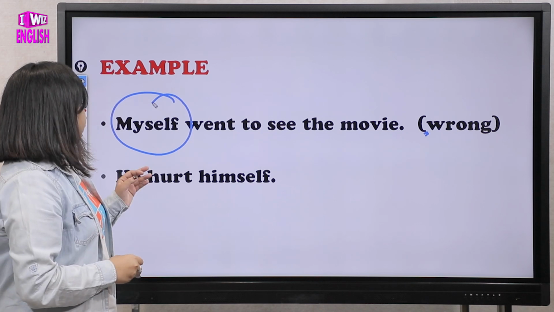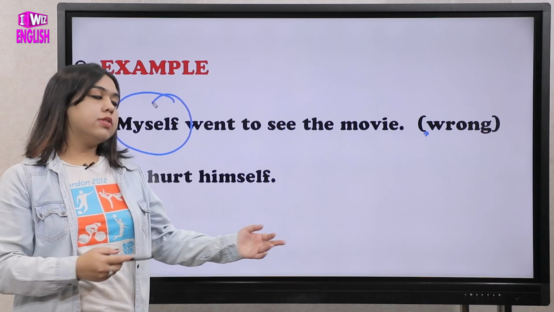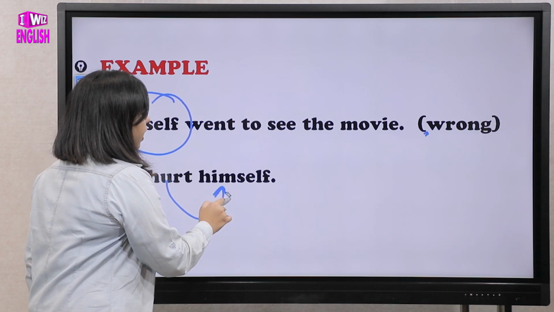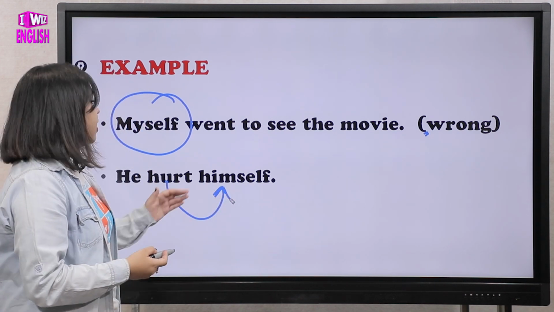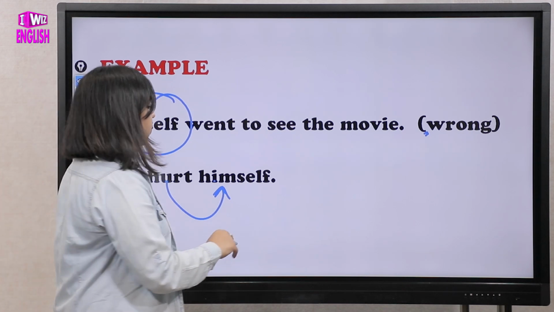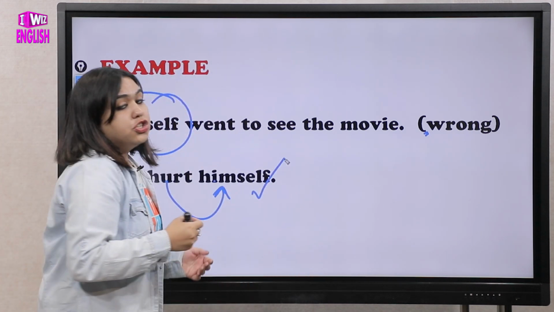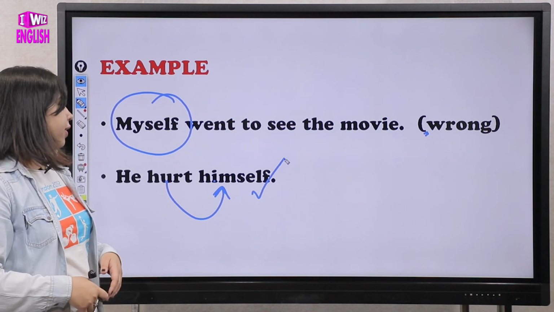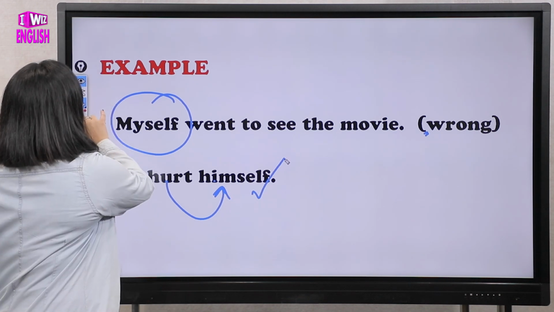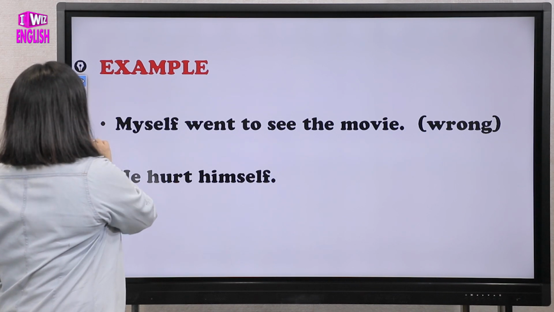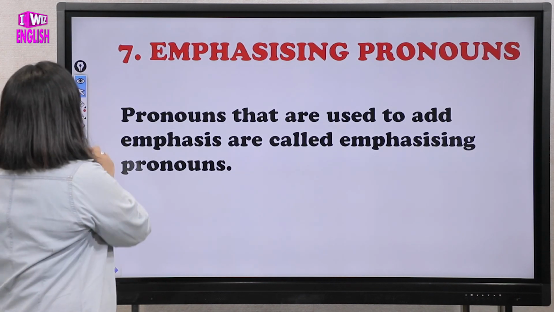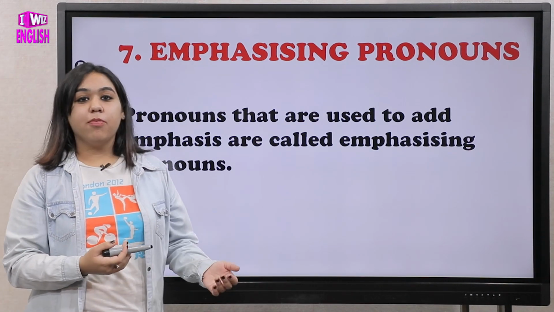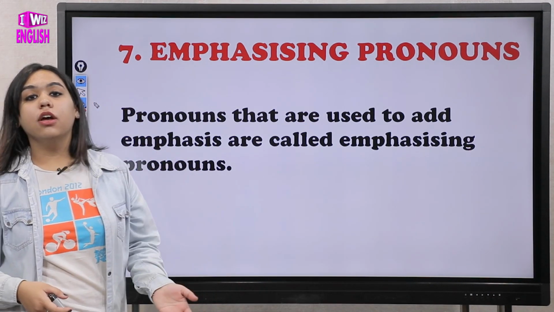But if I say he hurt himself, again you see the action shows who did it. He hurt himself. So it will be the correct way of saying that. She did the homework herself. So I hope that these pronouns and these examples are clear to you, and we'll be moving on to our next and the last type of pronouns, that is emphasizing pronoun.